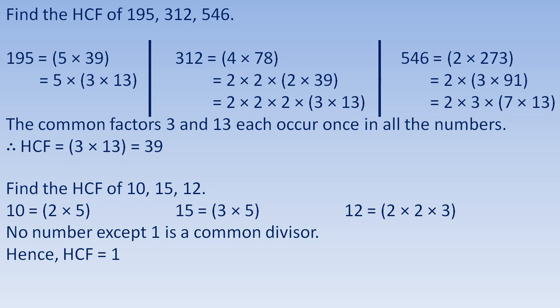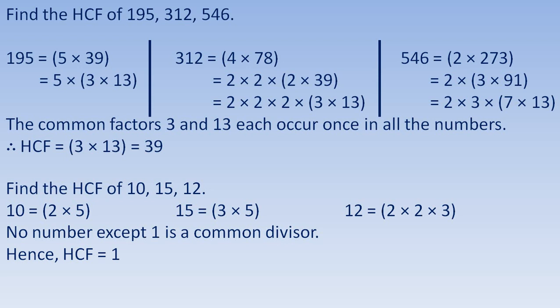Now the common factors for all the three numbers are 3 and 13. 3 is common for all the three numbers and 13 is common for all the three numbers. HCF, that is the highest common factor, 3 multiplied by 13 is equal to 39. So 39 is the highest common factor for 195, 312 and 546.